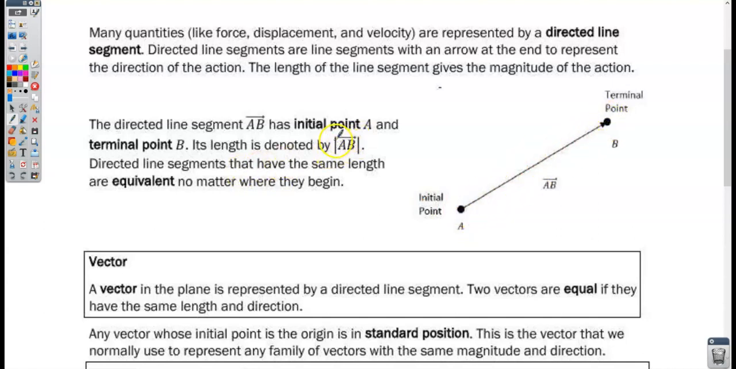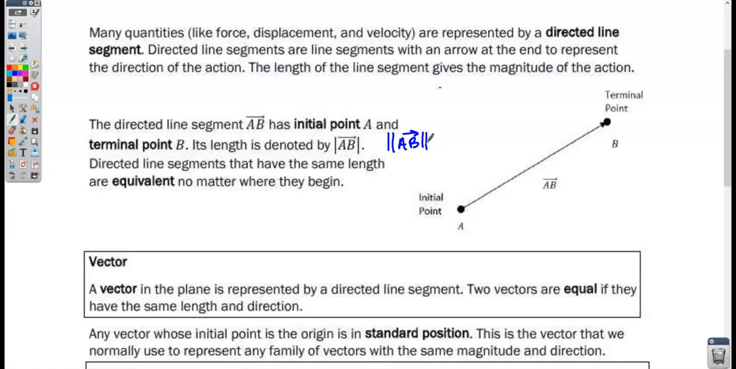Its length is denoted by, and we can use absolute value symbols. More commonly, we're going to use a double bar to represent the magnitude. You might see either of those. I think this one's probably becoming a little bit more common.